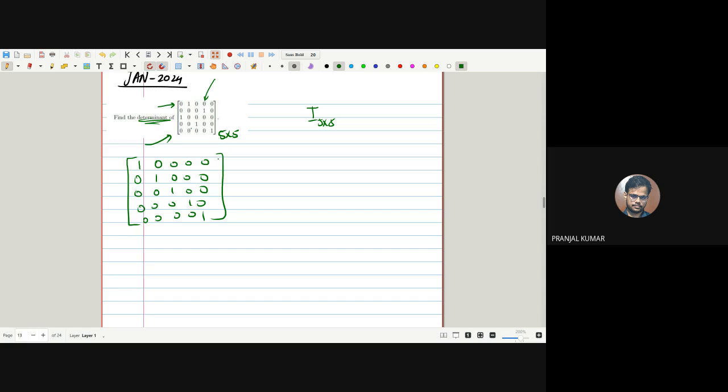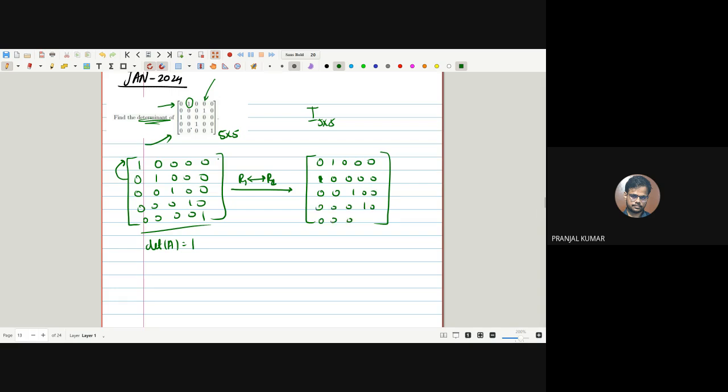Now see here, you have a 1 here, so this row must have come here. Right now I know that the determinant of this matrix is 1. Now if I exchange row 1 with row 2, it will become 0, 1, 0, 0, 0, 1, 0, 0, 0, 0, 0, 0, 1, 0, 0, 0, 0, 0, 1, 0, 0, 0, 0, 0, 1.